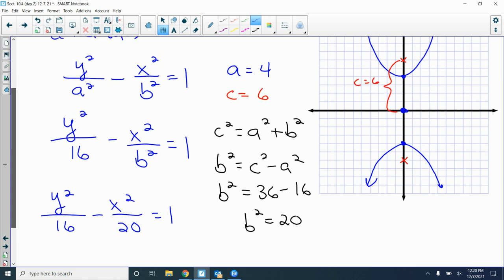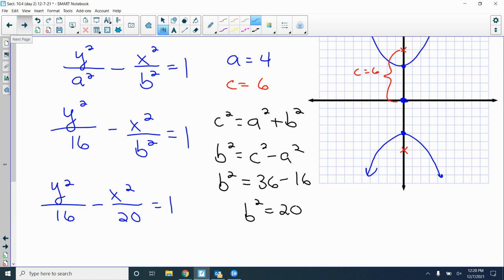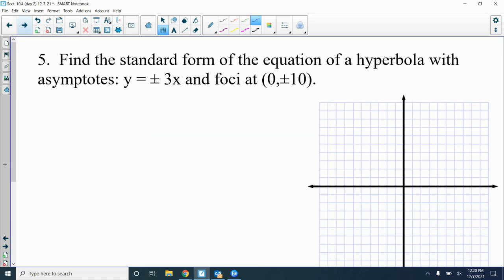All right, now on that bottom one there. Find the standard form of the equation of a hyperbola with asymptotes y equals 3x and foci at 0 plus or minus 10. We're doing this one specifically because it's really easy to make a common mistake. I want to go over that mistake.